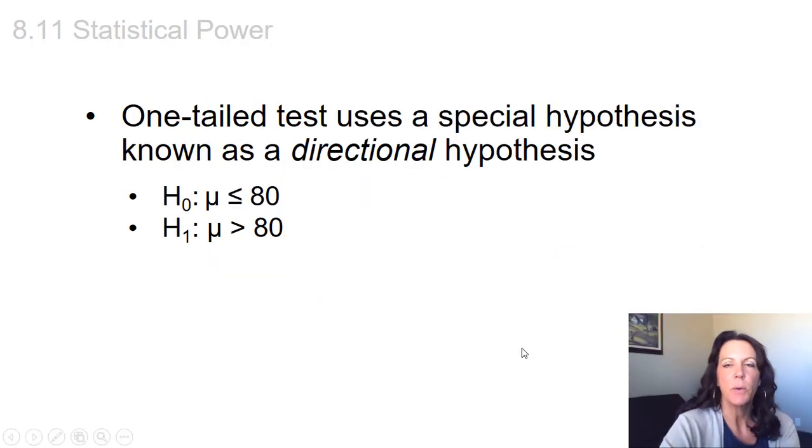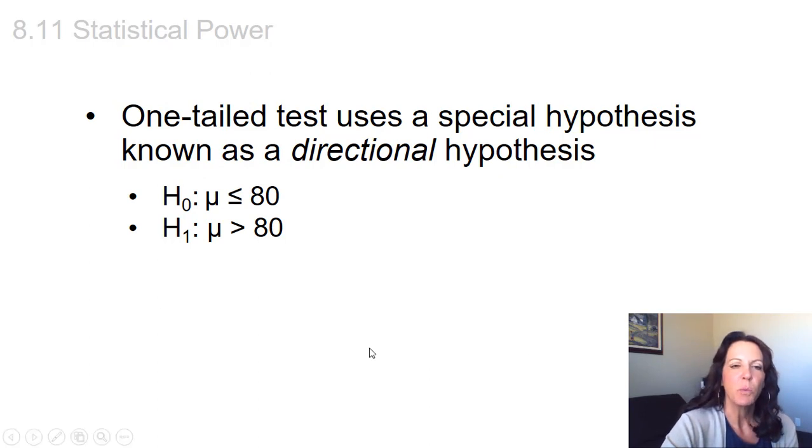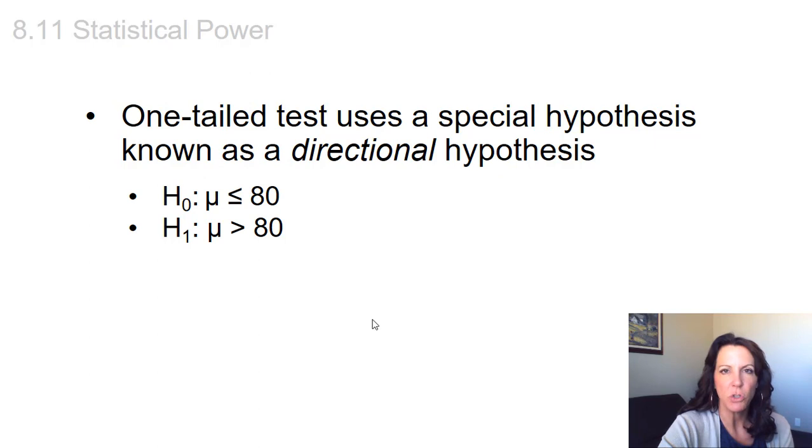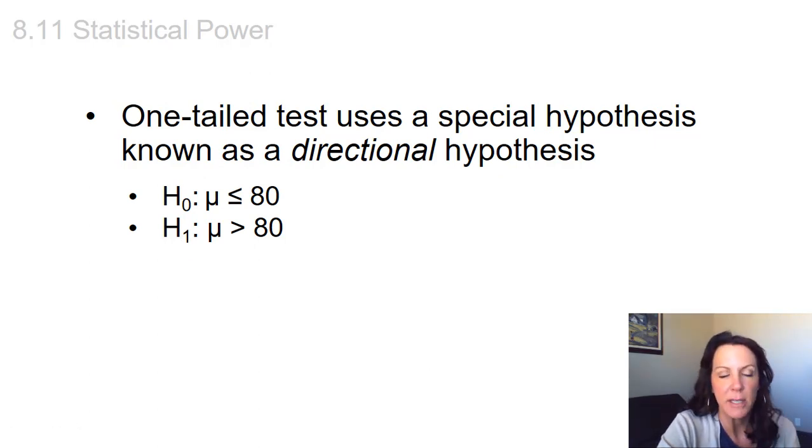Let's take a look at how we would write a hypothesis for a one-tailed test. First of all, a one-tailed test is called a directional hypothesis because we are proposing a direction that our sample mean will fall in. So when we are writing a one-tailed directional hypothesis, I highly recommend you start with the alternative hypothesis first. So that's right here with H subscript 1. And let's see what this hypothesis is actually saying.